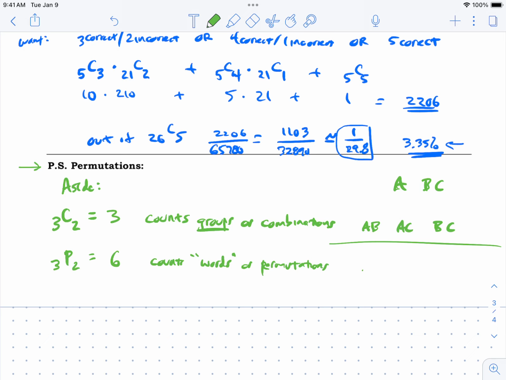But if order does matter, that's what I mean by words or permutations. AB and BA are different. AC and CA are different. BC and CB are different. Let's see, AB, you could also do AC or CA. You could also do BC or CB. There it is. There's 6. So there's 6 permutations, which I call words, that are possible. There are only 3 combinations, which I call groups, that are possible.